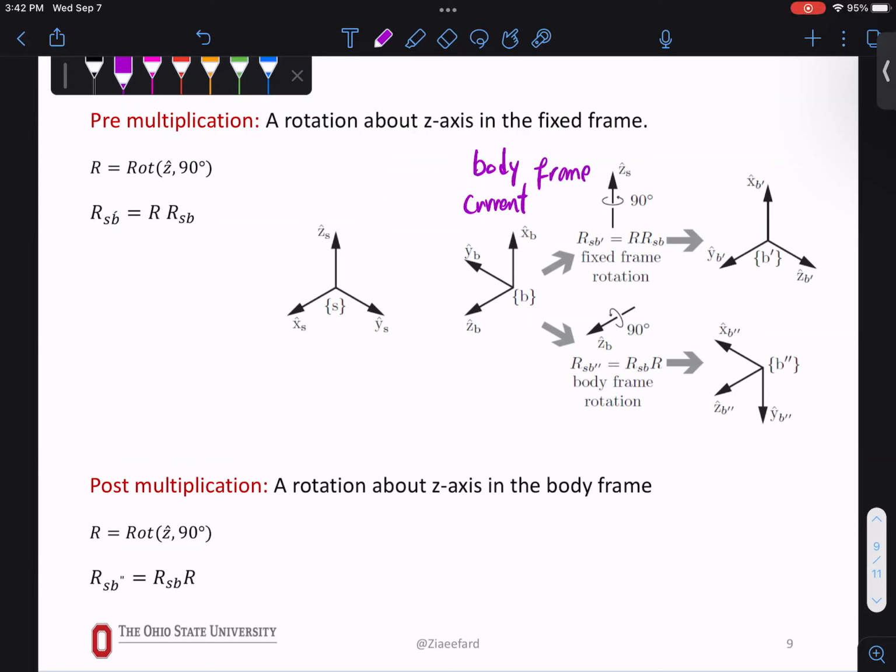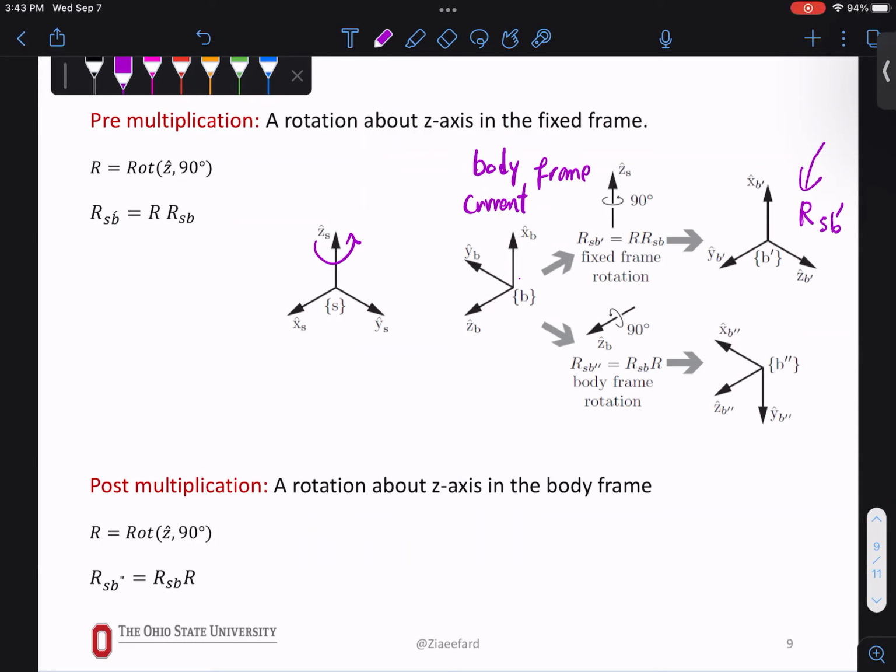So I'm going to find the rotation of my frame if I rotated 90 degrees along my fixed frame, about the z-axis. So the z-axis of your fixed frame. If you rotate that, your body frame will end up here. We call this RSB prime to just show that the new frame is called B prime. And we rotated about the fixed frame 90 degrees, the z-axis of the fixed frame.